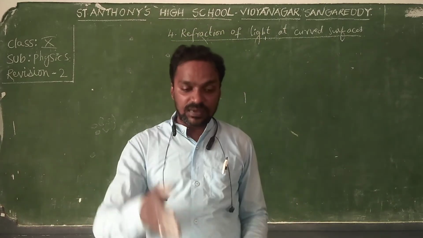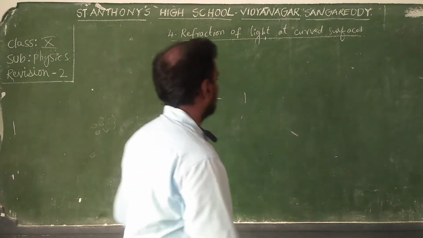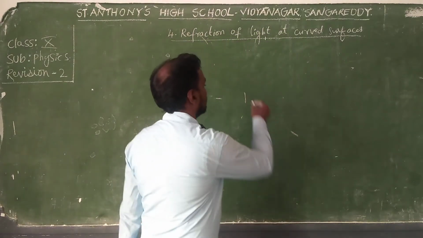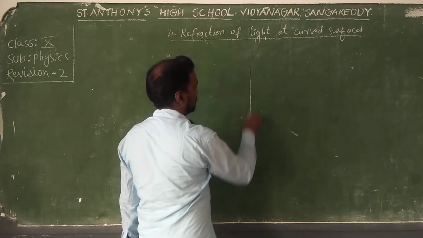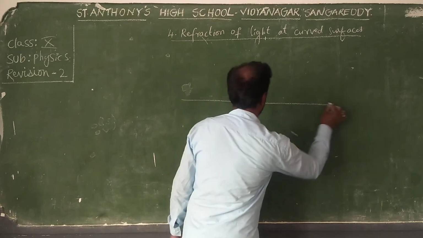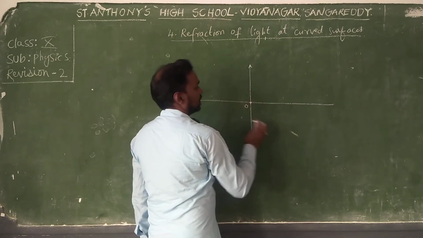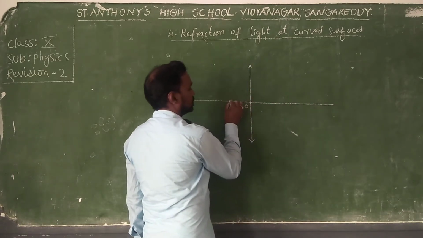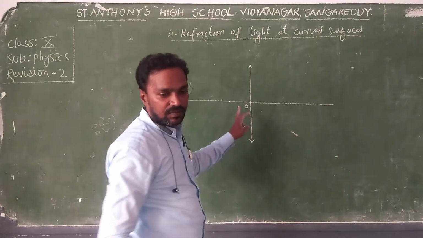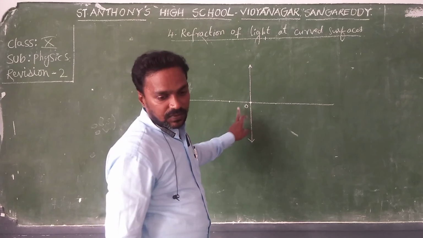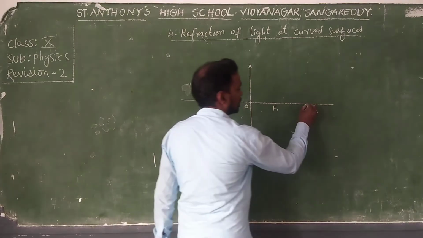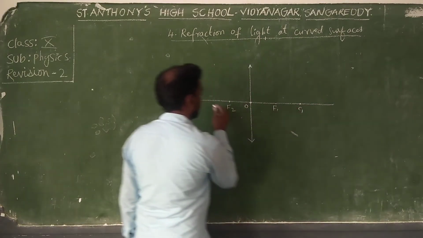Their diagrams are also given with the help of symbols. See how it has been given. This is the convex lens, the symbol of a convex lens, and this is the optic center. So see the distance from O to F1. Suppose this is F1, F1 and F2. Next one is C1 and C2.